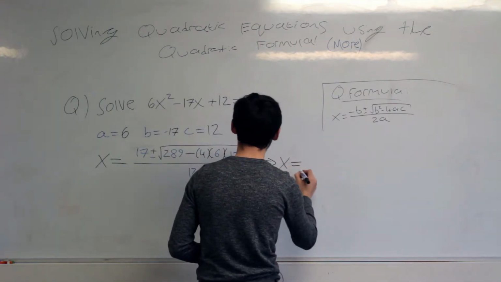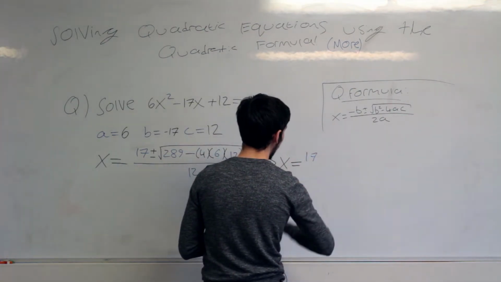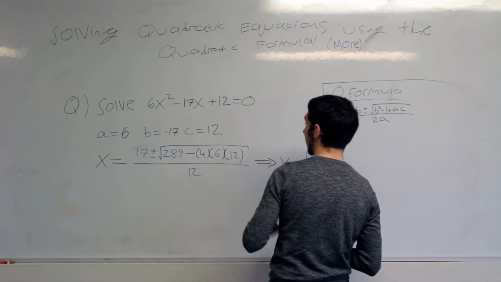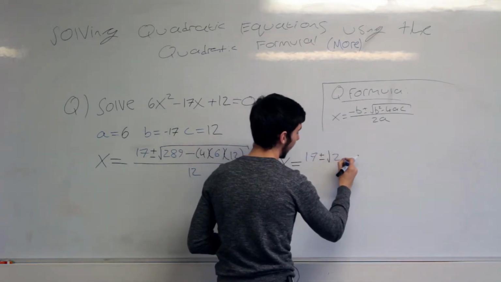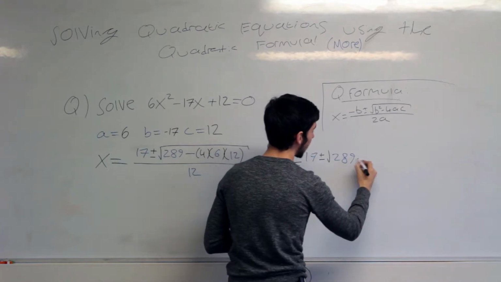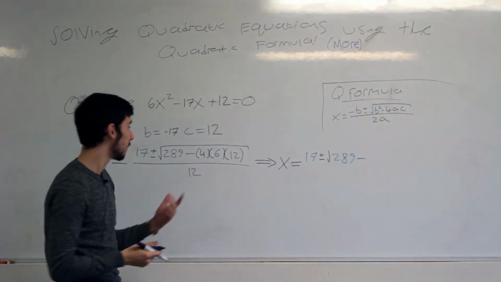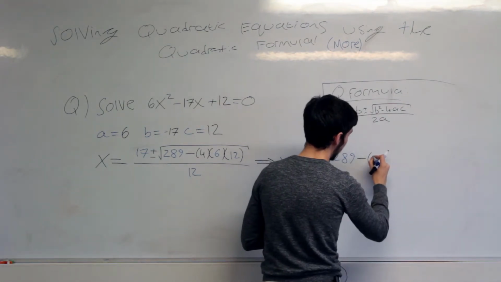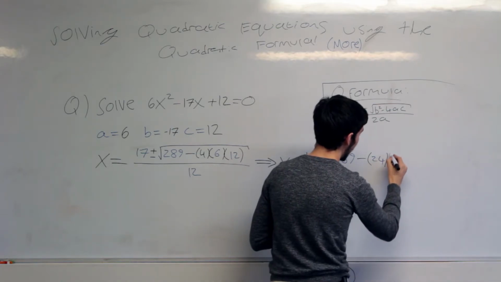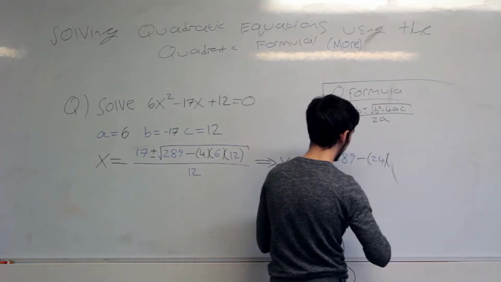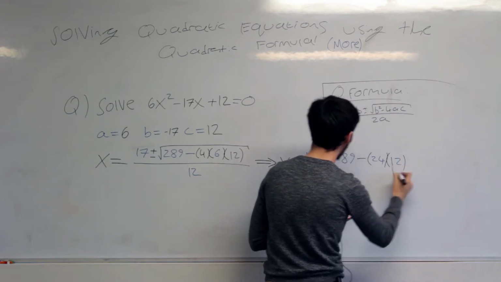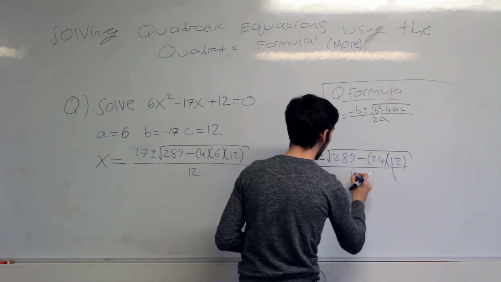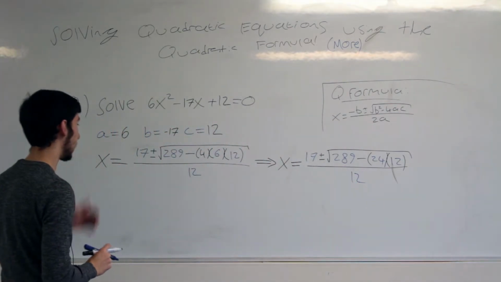So we're going to say that x is equal to 17 plus or minus the square root of, right, let's figure out what this is, okay? So 289 minus, well, let's just do the 4 times 6 first. 4 times 6 is nothing other than 24. So let's put that in. And that is being times by 12. Okay, and it's still all being divided by 12. We love to see it, guys.